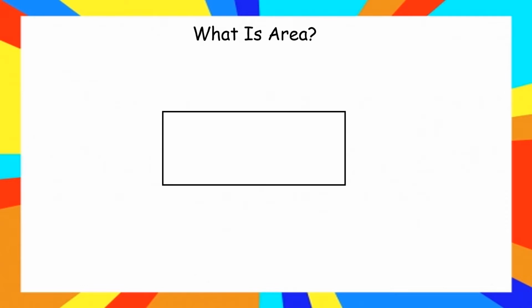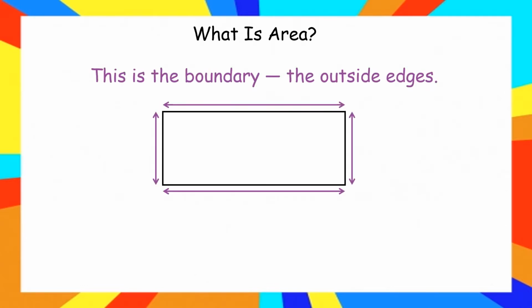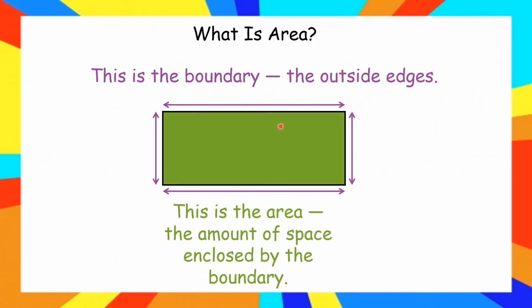Now, what is an area? Let's look at a more clear example. Now, this is a boundary. The outside edges here, this line here shows us the boundary which covers the space in here. So this is the area. The green colored part now is the area, the amount of space enclosed by the boundary. Everything outside is not inclusive in this area.